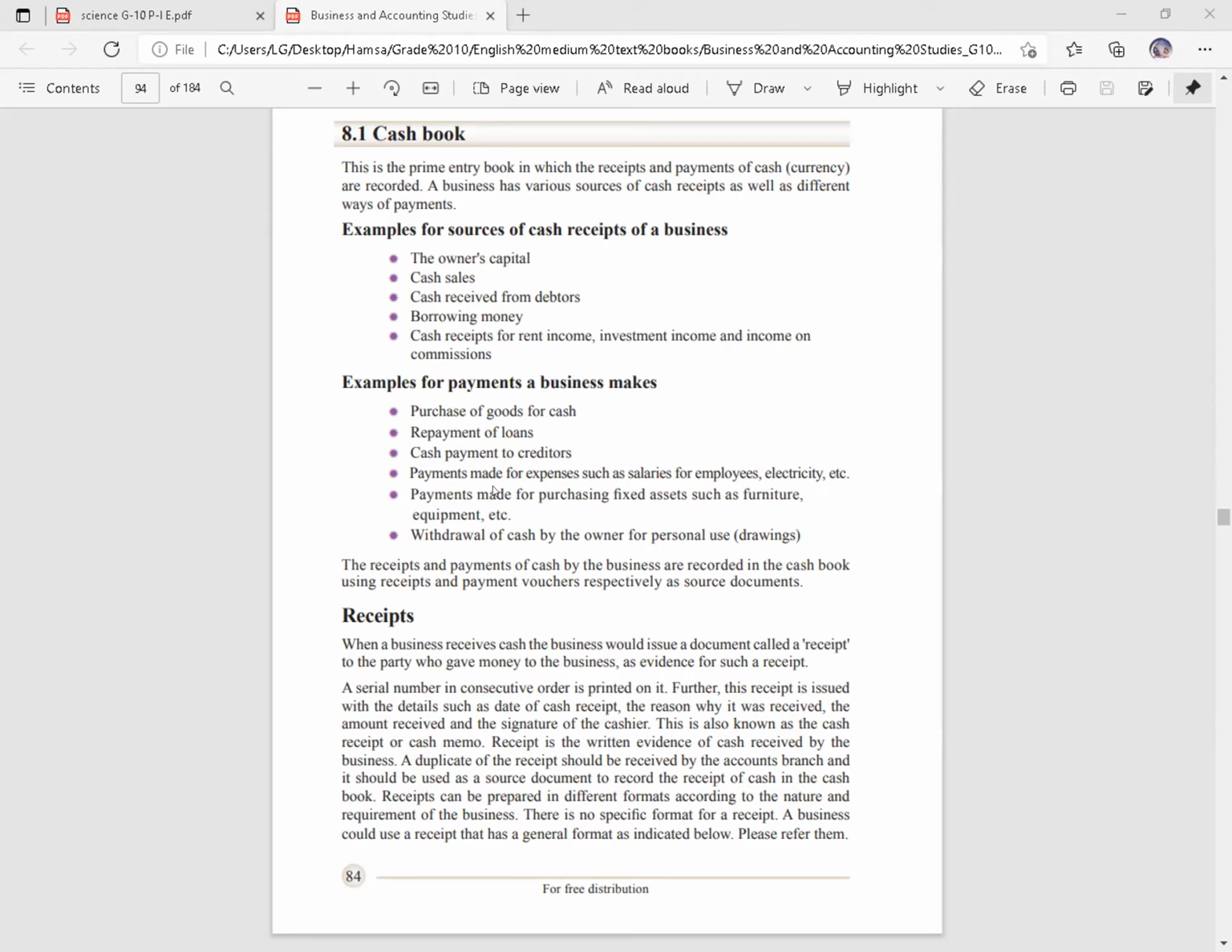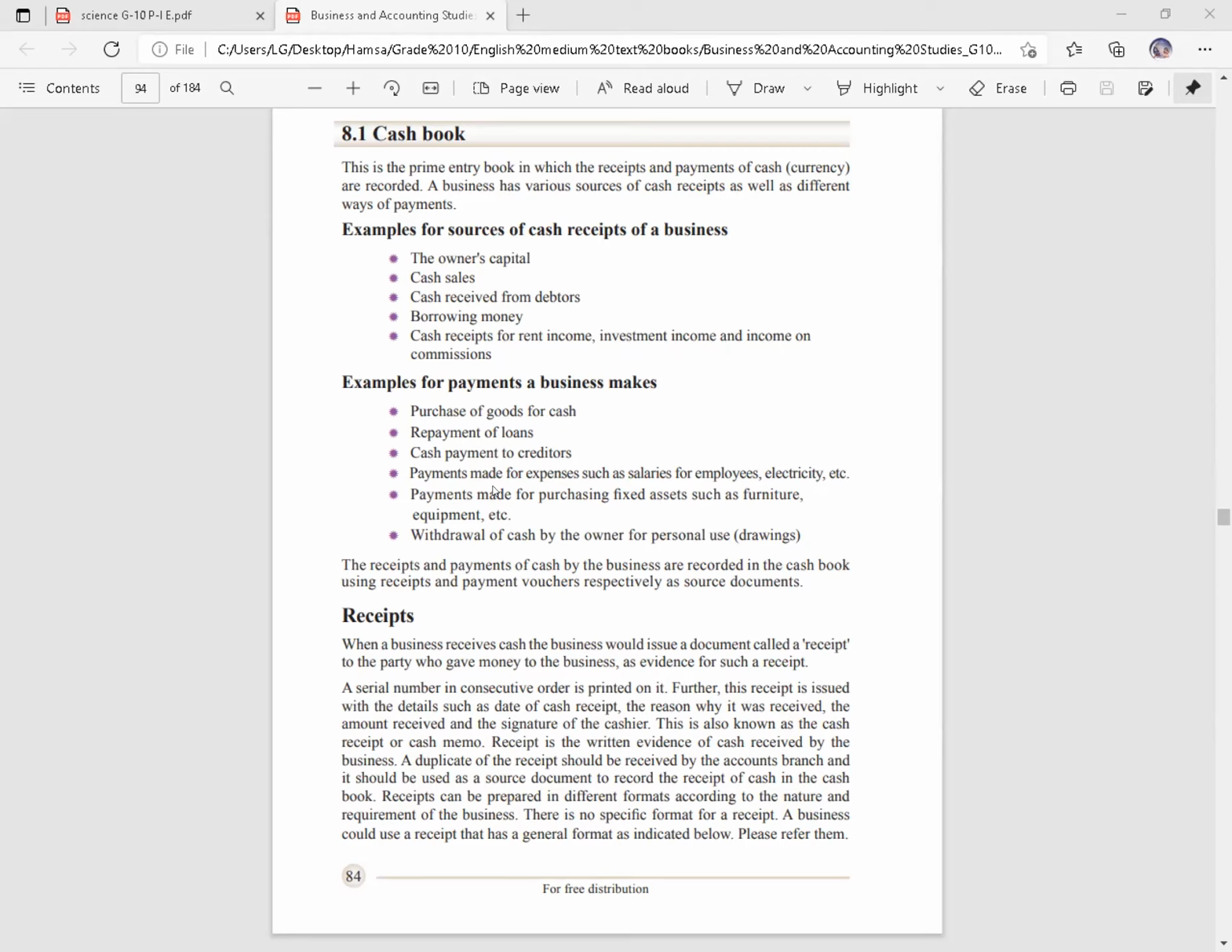Even though the owner is taking the cash from the business, anyway, the cash is going out of the business, right? So drawings will be under payments. You have to consider drawings as an example of payments, right?